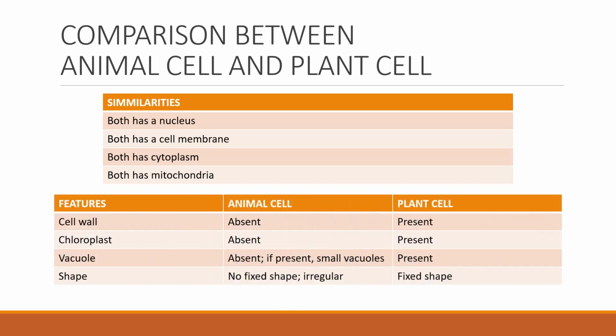Animal cells do not have cell wall, which is absent, as you can see over here, while plant cell has cell wall. Chloroplast is only present in plant cell. Vacuole is also only in plant cell at this level, and for animal cell it is absent, but if it's present, it is small and insignificant vacuoles. For the shape, animal cell has no fixed shape, it is irregular, and the plant cell has a fixed shape. Sorry, I just realized that I didn't turn on my highlighter just now.